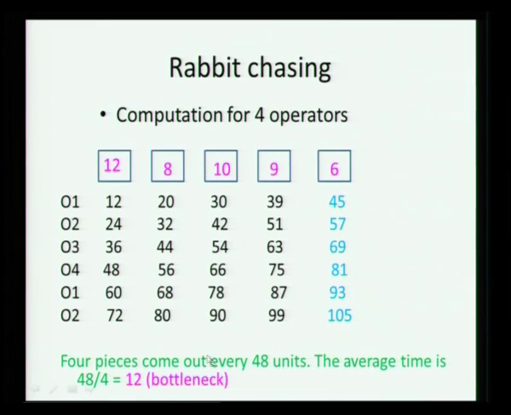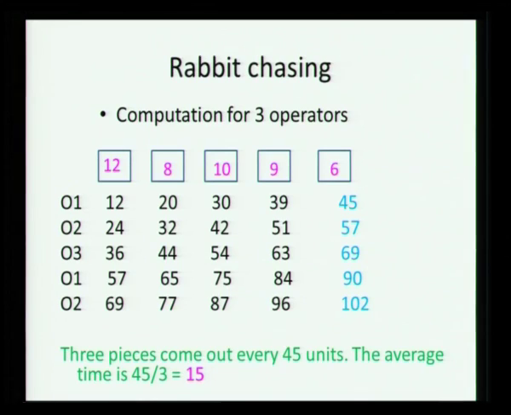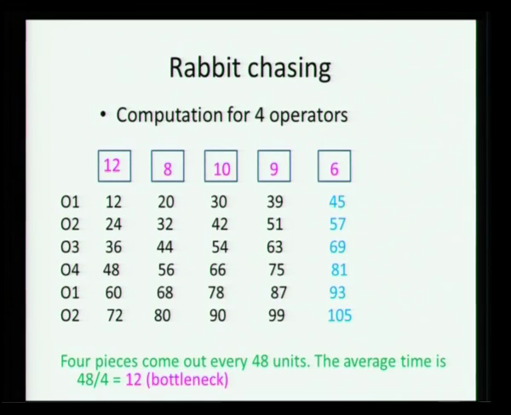Now, we observe that 4 pieces come out for every 48 units, that is 45 and 93, the difference is 48 units. So, 4 pieces will come out at steady state every 48 units. The average time is 48 by 4, which is 12. If we go back and make this comparison, in the earlier examples of 2 operators, the total is 45, there are 2 operators, so the average is 22.5. Here the total is 45, 3 operators, the average is 15. But here the total is 45, 4 operators, the average is not 45 by 4, but it is 48 by 4, which is 12. So, what has happened?